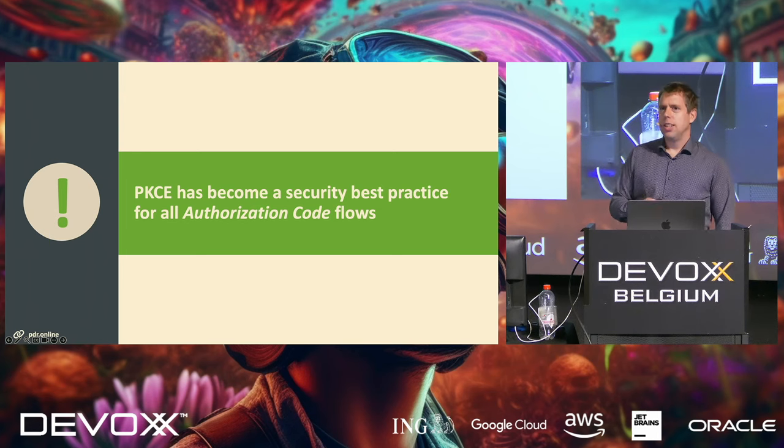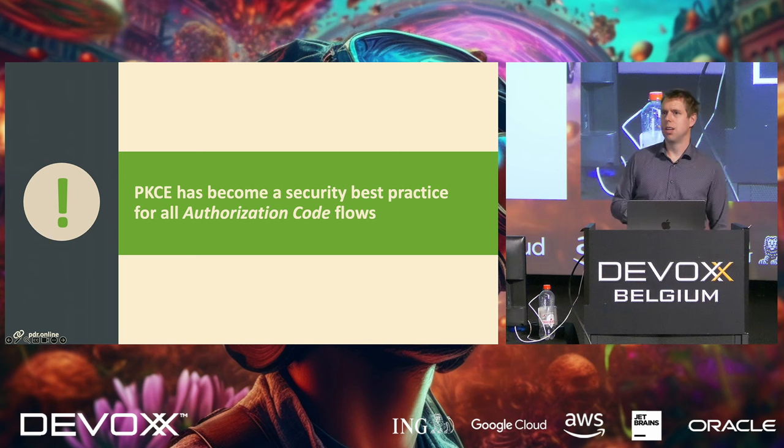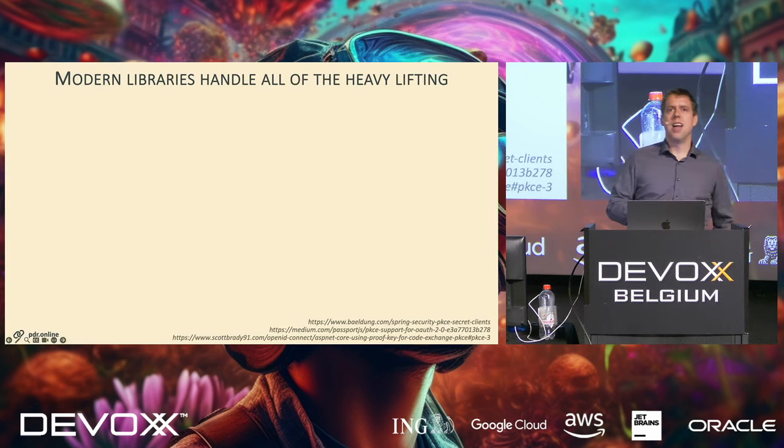By now, you're probably thinking, holy crap, if I have to implement all of that, that doesn't sound like a good day. That sounds like a nightmare. Well, here's some good news. Modern libraries handle all of the heavy lifting. In a modern library, you don't really have to implement all of these details. If you saw the library I've been using before in the OIDC demo, it's like, hey, run a flow, please, handle this for me. And the library does everything.